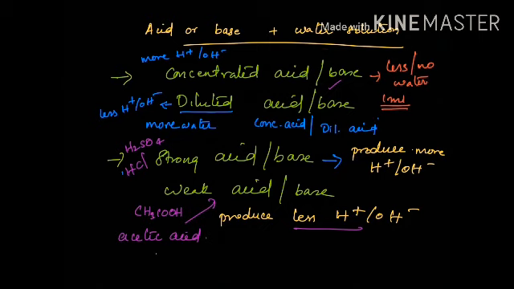Concentrated acid or base, diluted acid or base. Concentrated means it contains no water or very little water. Diluted acid or base contains a lot of water. Then strong acid means one which can produce, we are defining strong acid and strong base by the criteria of how many H plus ions they produce. If they are producing a lot of H plus ions, we call them a strong acid. If they are producing fewer H plus ions, we call them a weak acid.